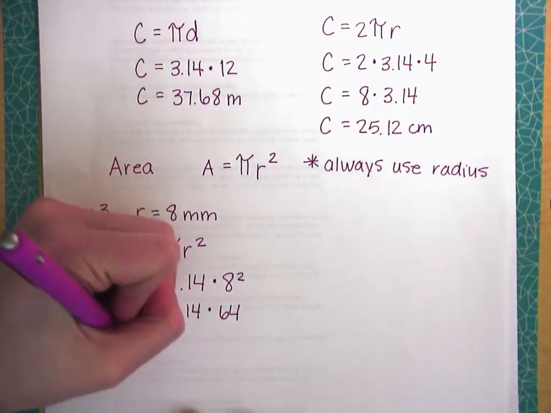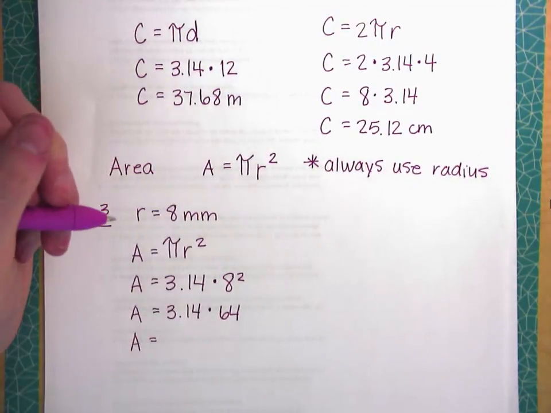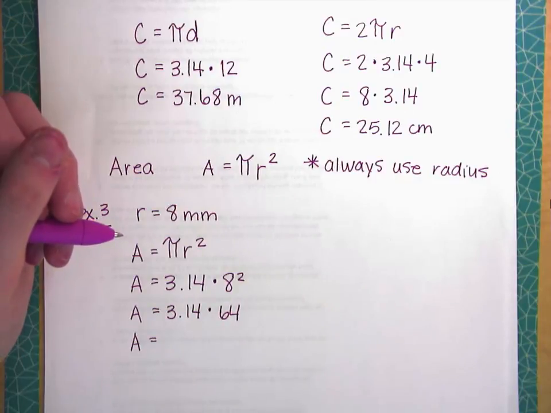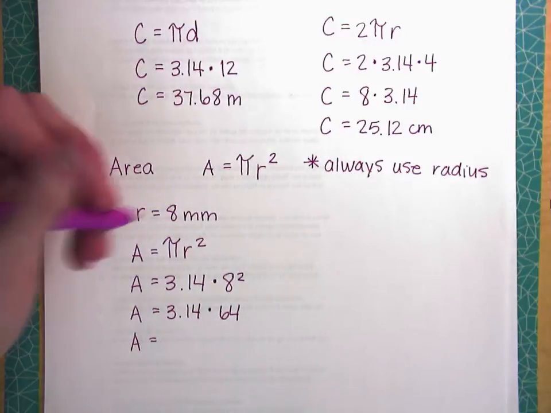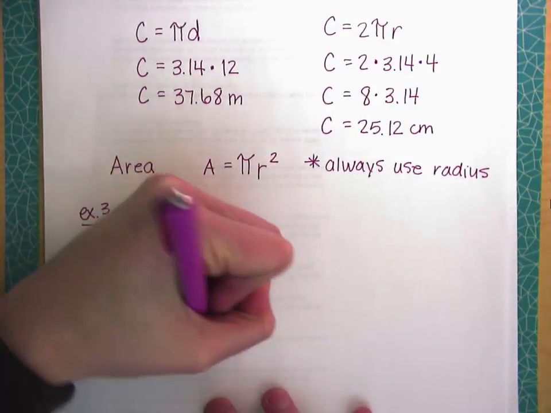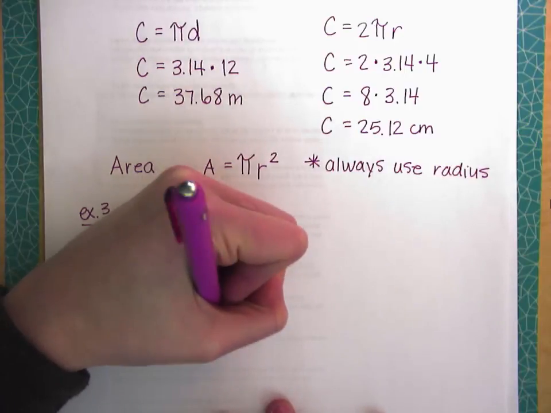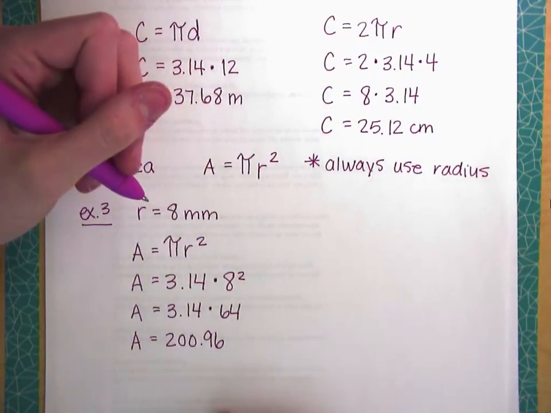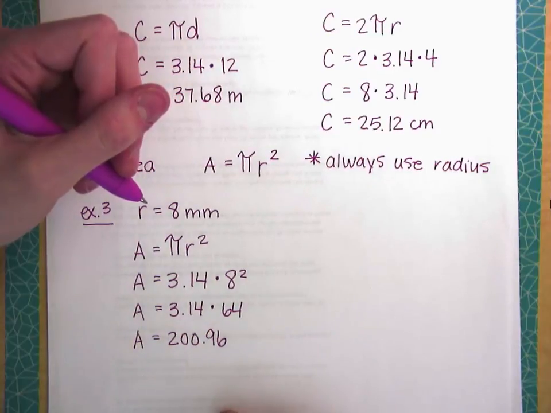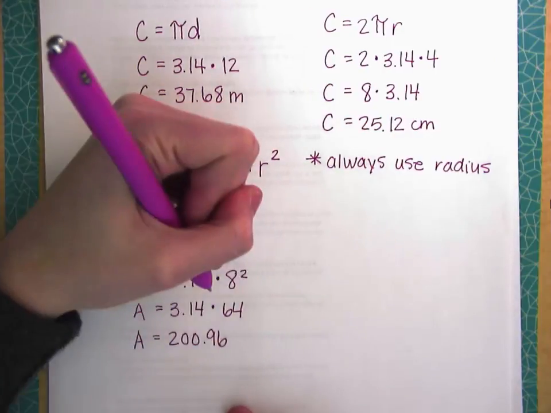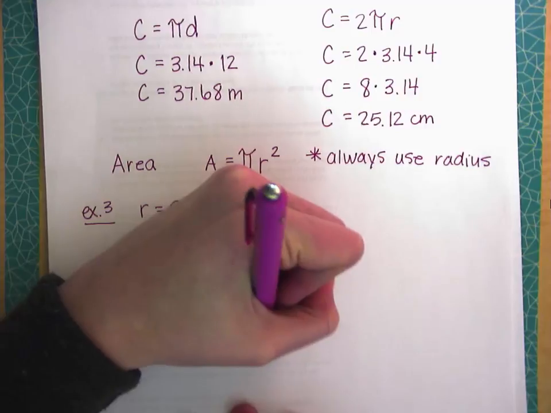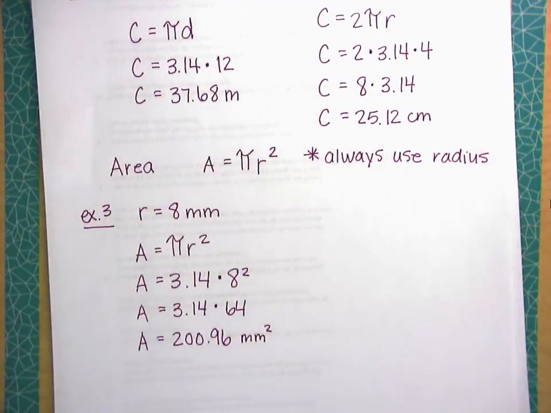So then we would multiply 3.14 times 64, which would give me what, Raymond? 200.96? Is that my final answer? No, 200.96 millimeters squared. Thank you. Good. And why are we squaring this? Because that was the original area. We're finding the area. Okay.